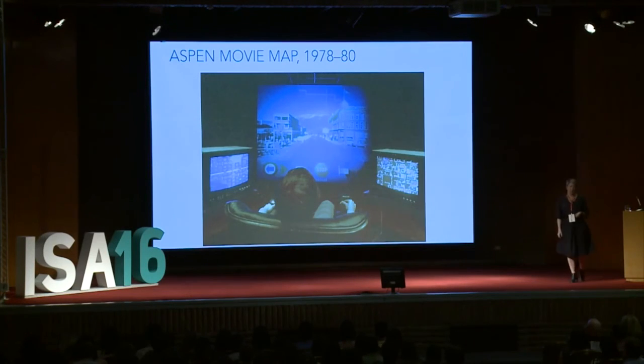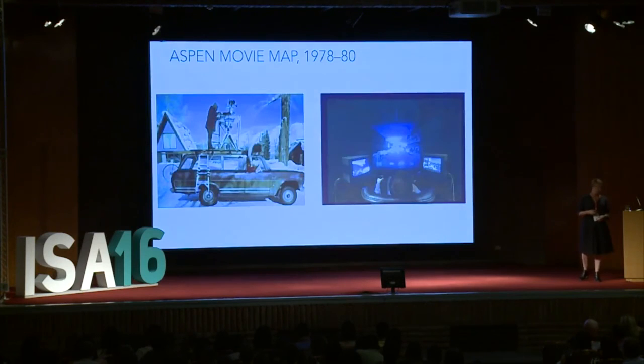This is an image from Aspen Movie Map, a project that began in about 1978 in a media room, an immersive environment where you would sit in a lounge chair and zoom down the streets of Aspen, Colorado. You see maps here and here. It looks like Google Street View. It also sort of looks like the Street View truck. This is how they did it.